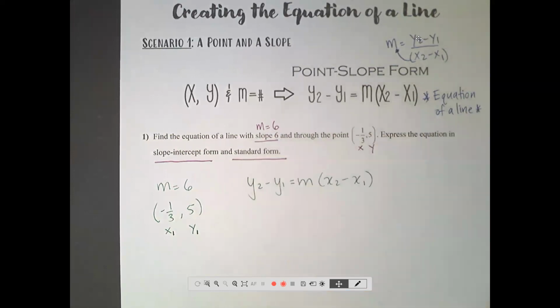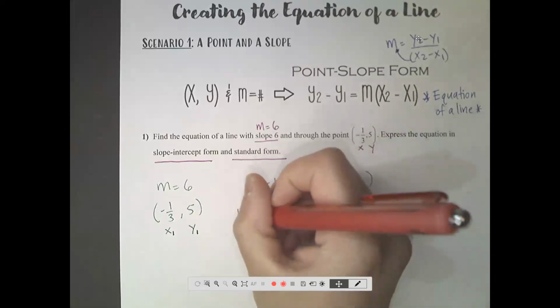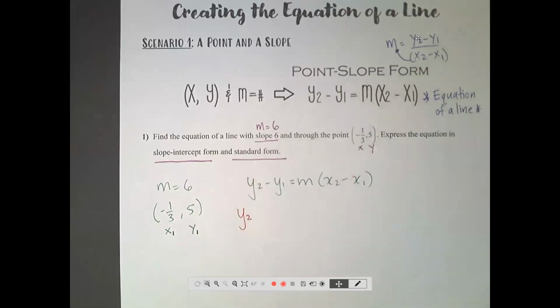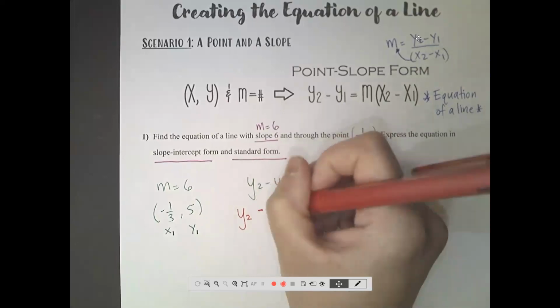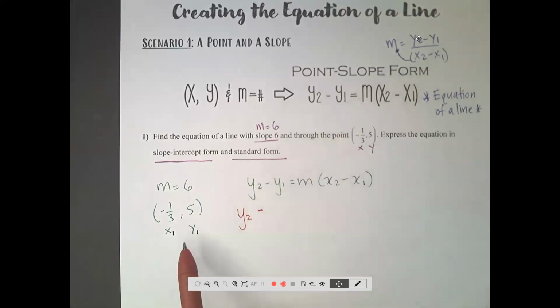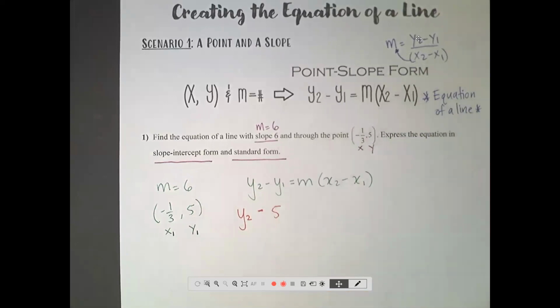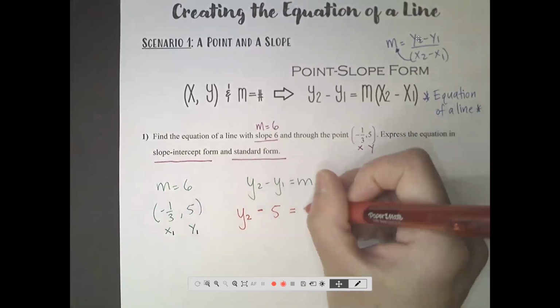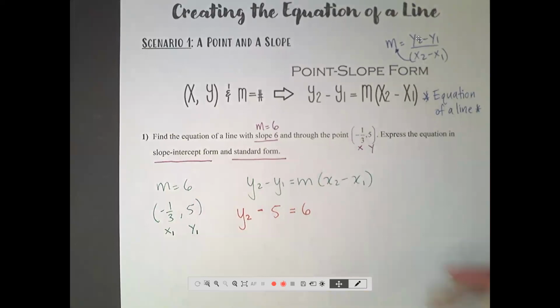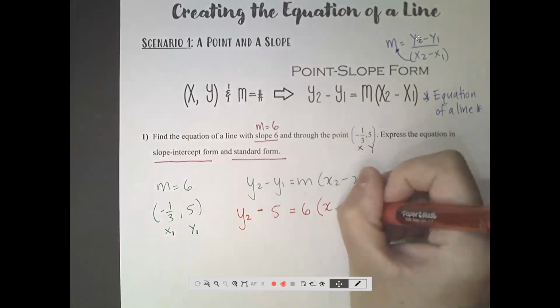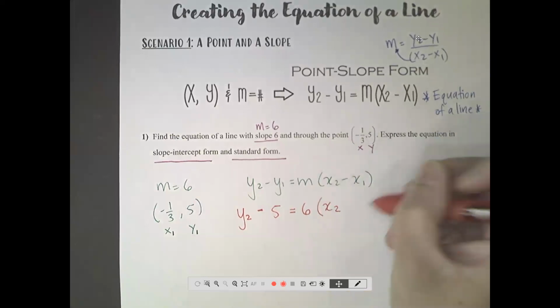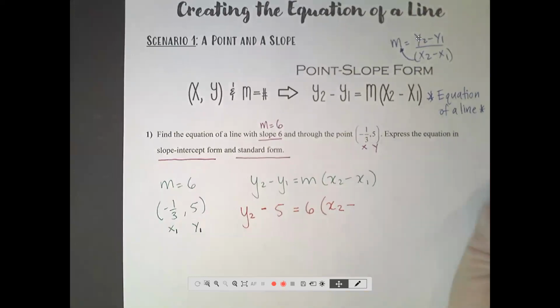Okay, so let's start substituting our values in. y2, I'm not going to be replacing that with anything. I'm going to leave it as is, and I'm going to write down y2 minus y1, which is this value right here, which is going to be 5, is equal to m, which represents slope, which I can see right over here is a 6, bracket x2 minus, because that's part of the formula.